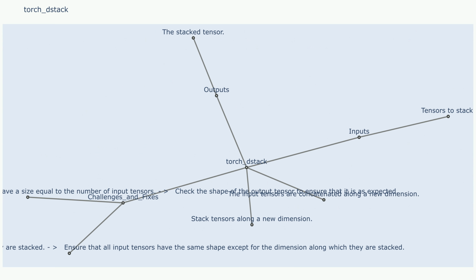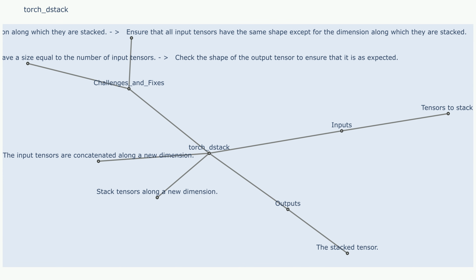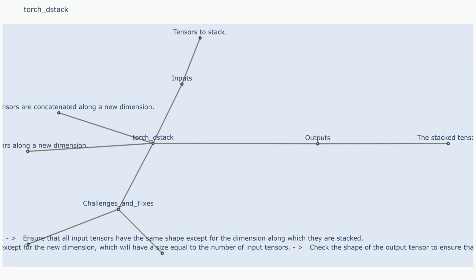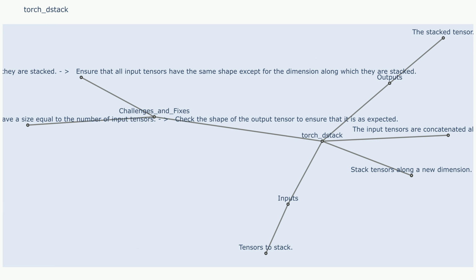Sample use case that resulted in challenge 1: attempting to stack tensors with different last dimension sizes. For example, trying to stack a tensor of size 10, 5 with a tensor of size 10, 8. Fixes to challenge 1: ensure all input tensors have the same size in the last dimension. You can use the torch.resize function to resize tensors to have the same last dimension.